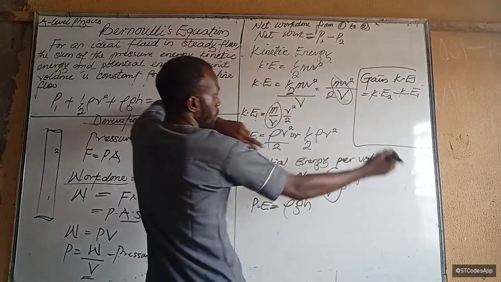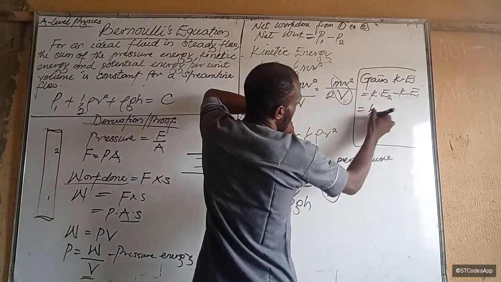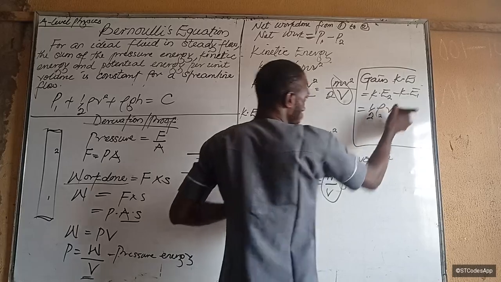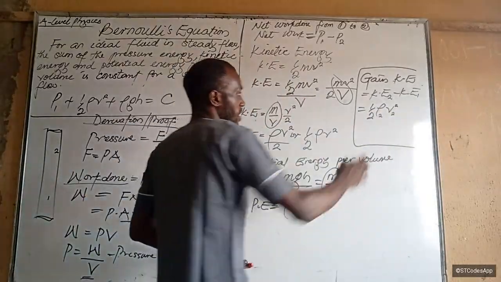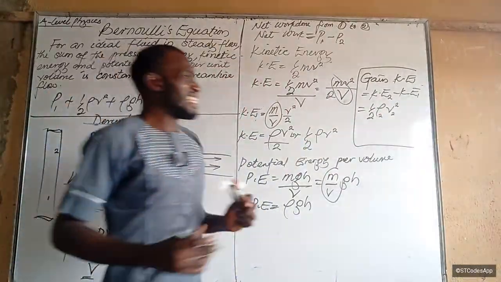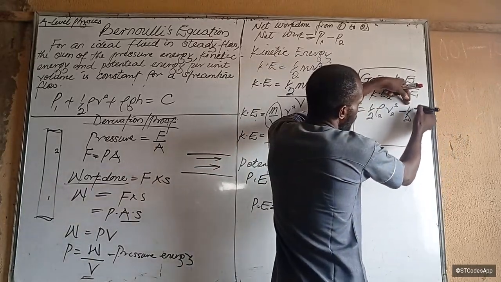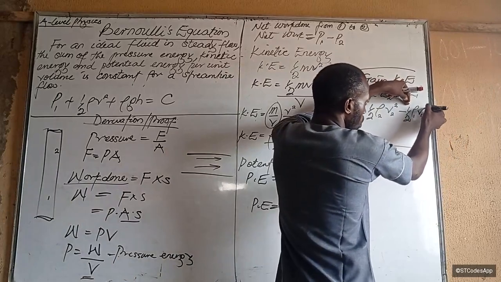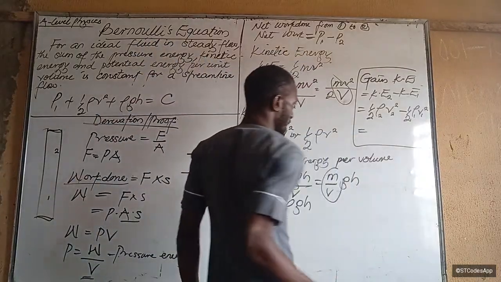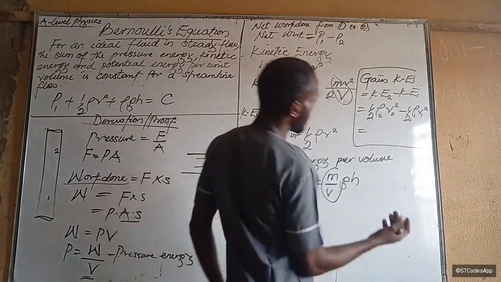So if that be the case, we are going to have the gain in kinetic energy equal to half rho2 volume velocity 2 squared. Is that clear? This is the kinetic energy at point 2. This will be the initial kinetic energy, minus half rho1 v1 squared. Is that clear? So if this be the case, then we know that the gain in kinetic energy is expressed as, we can simplify it.